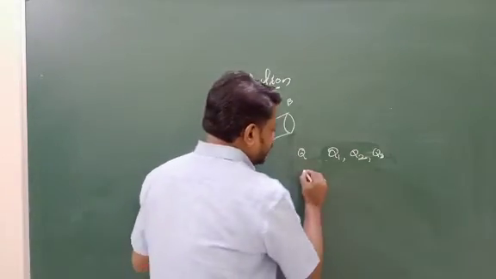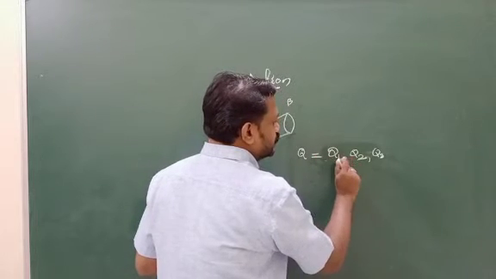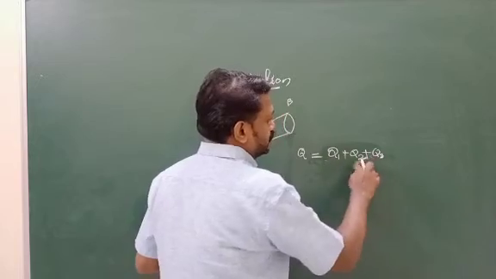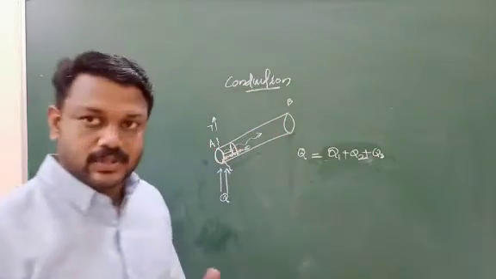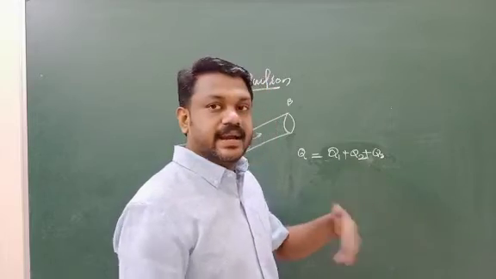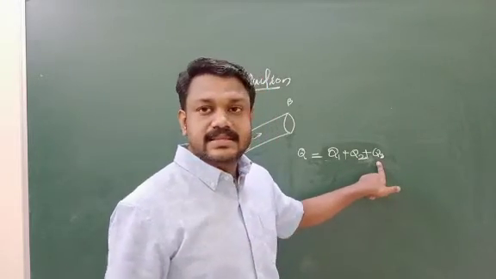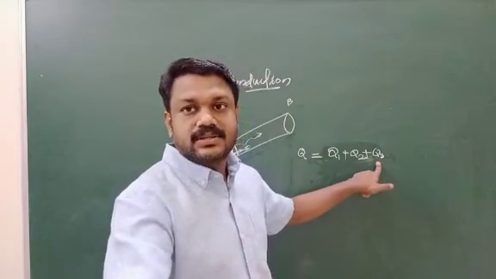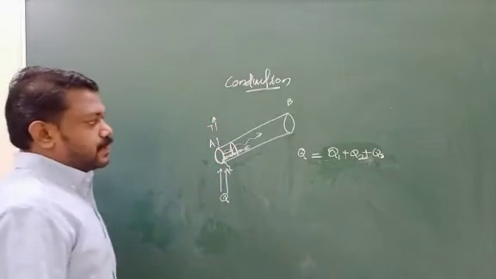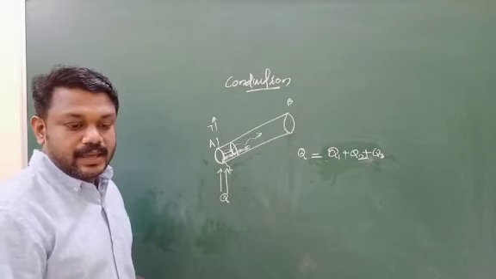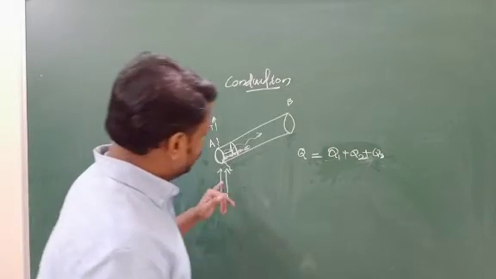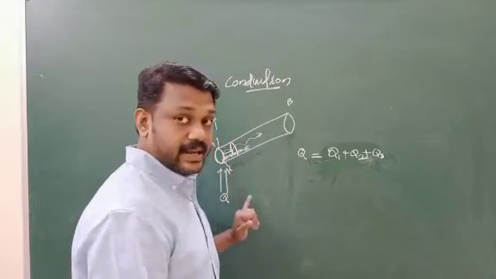So we can say that the total amount of heat Q is equal to Q1 plus Q2 plus Q3. That means Q1 is the heat absorbed, Q2 is the heat radiated, and Q3 is transferred to the next cross-sectional area. This is the total amount of heat energy given to a cross-sectional area.